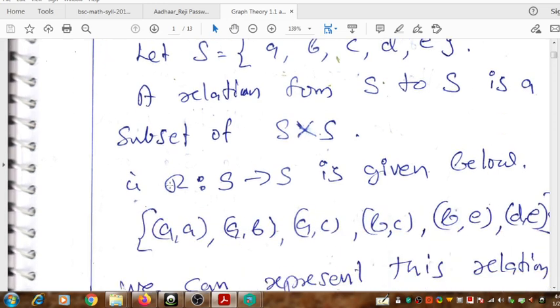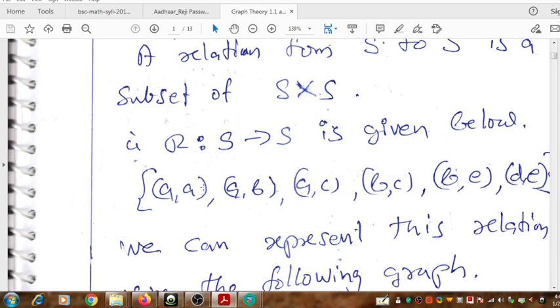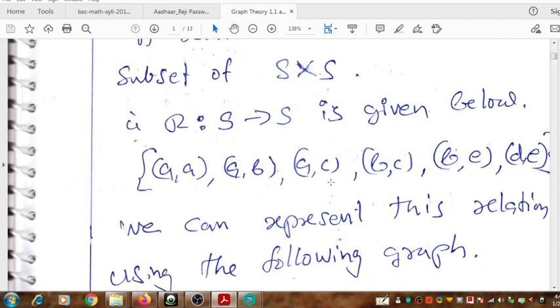That's written as a relation defined from S to S, and such a relation is given here as an example. We can consider this relation, and since any relation is a subset of S cross S, we have ordered pairs of elements in that relation. Here we consider the ordered pairs (A, A), (A, B), (A, C), (B, C), (B, E) and (D, E).